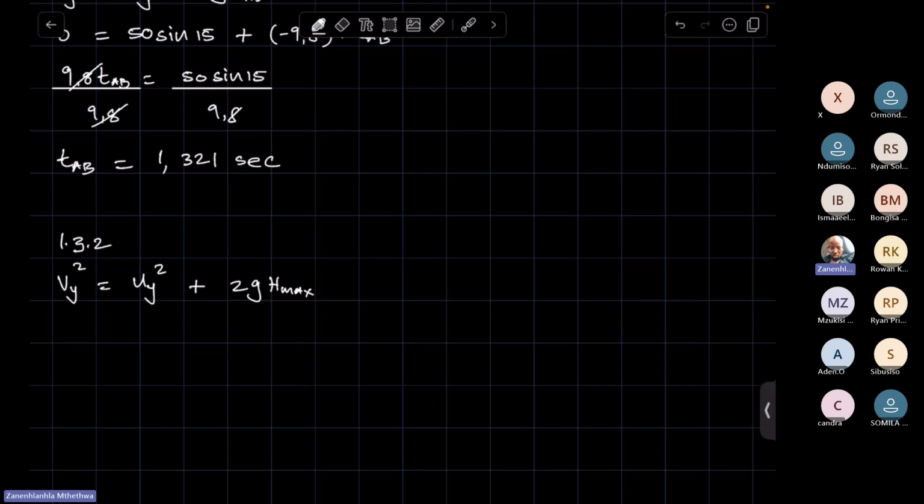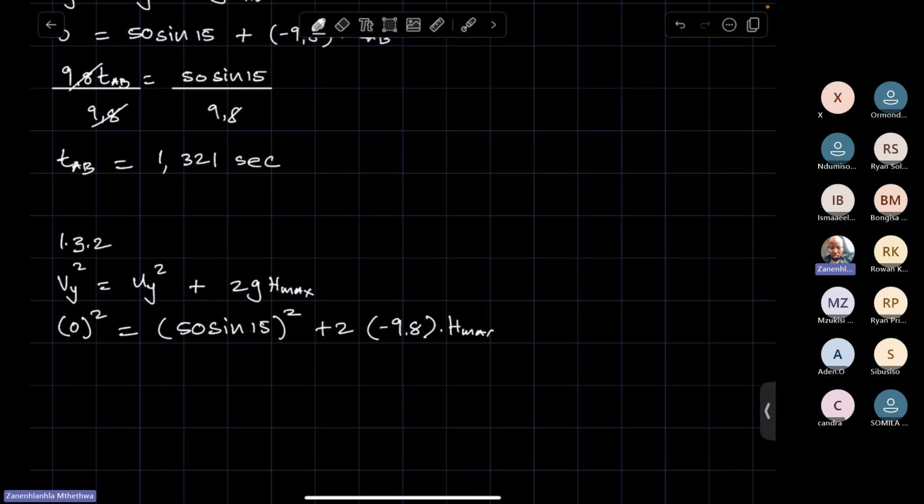If you look at this one, we have this, and we have that, so we can solve for H max. We know this is equal to 0 squared. U is 50 sine 15, all of this squared, plus 2 into negative 9,8, times H max.